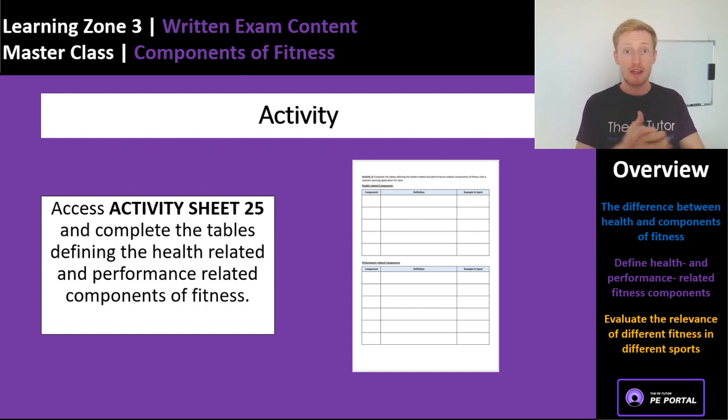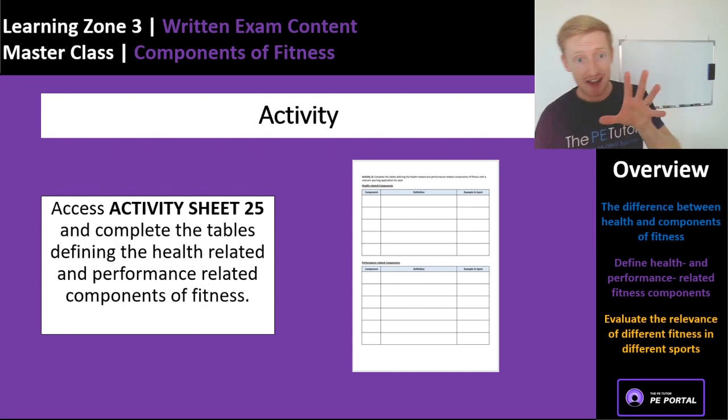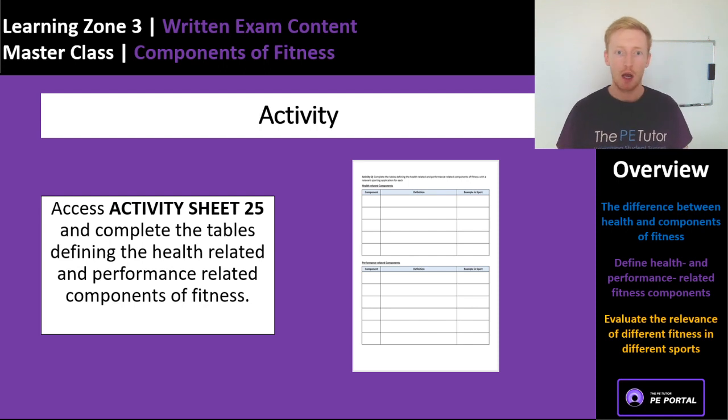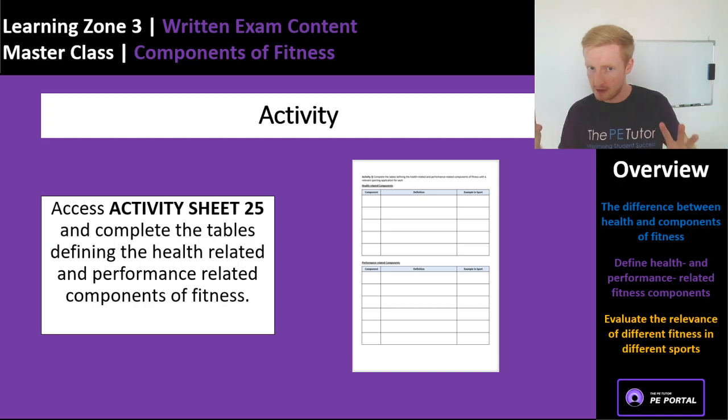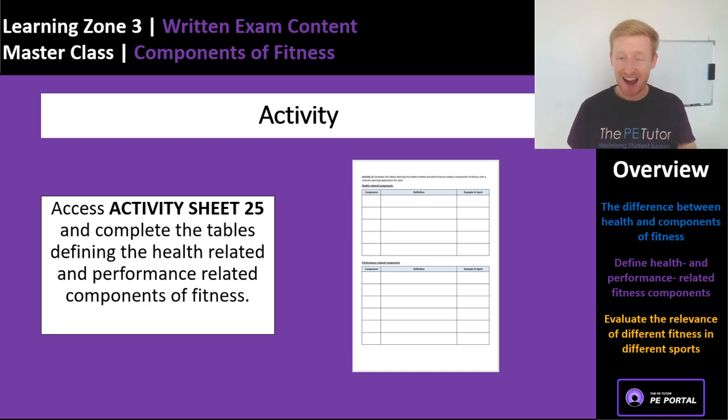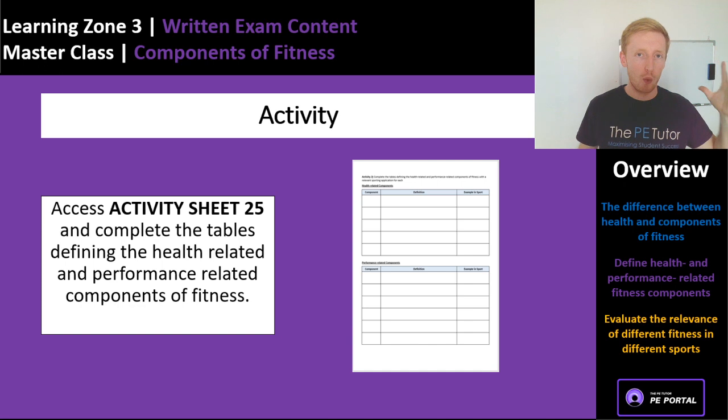So, to complete the activity sheet, you will need to access the one that you have been using. And then on that, if you go into activity 2, complete the 2 tables, the 2 grids with the 2 categories of components of fitness, health and performance. Get your definitions down and some examples from sport. So either pause this video and do that now, or like before, wait to the end and you can go back into that whenever you need to.